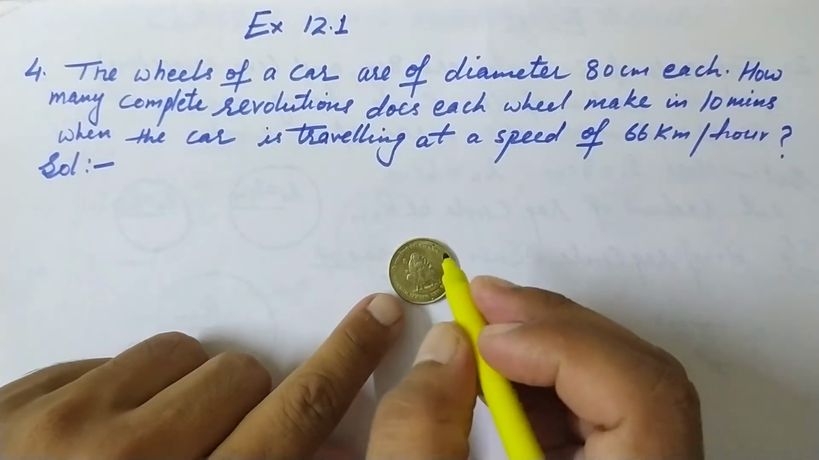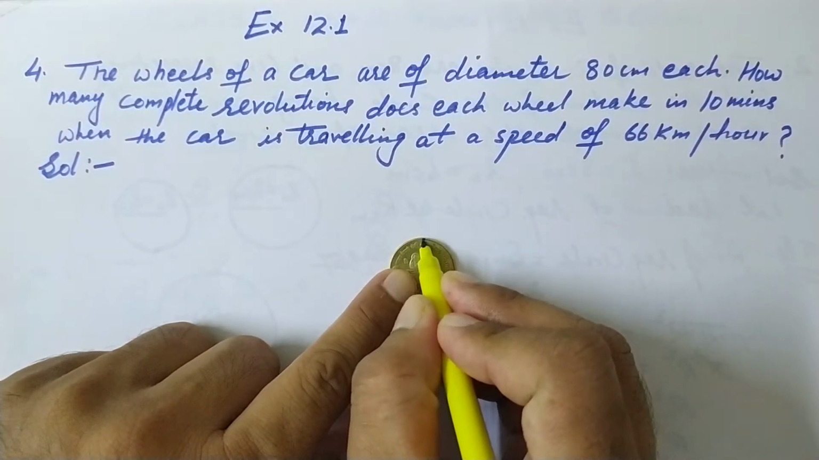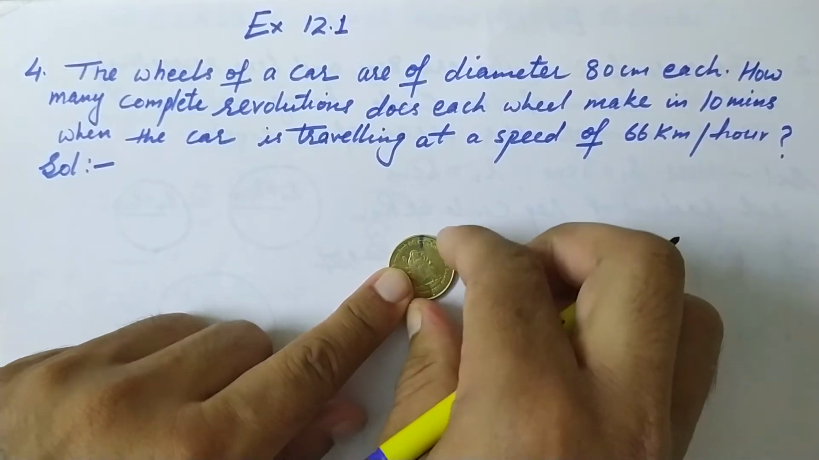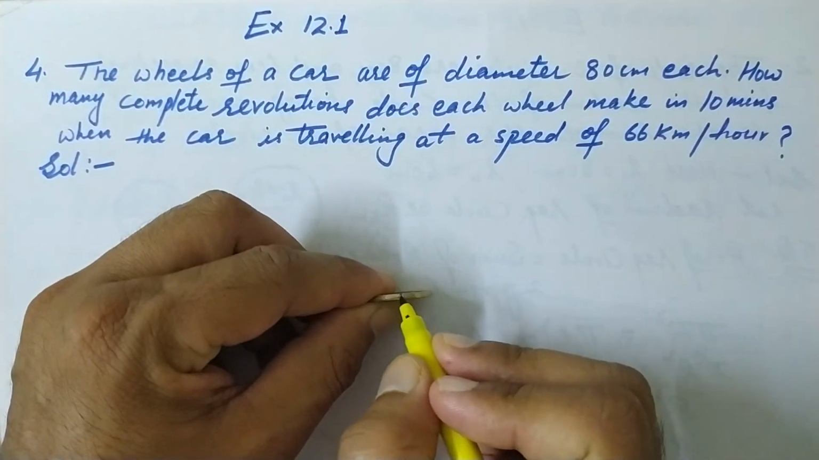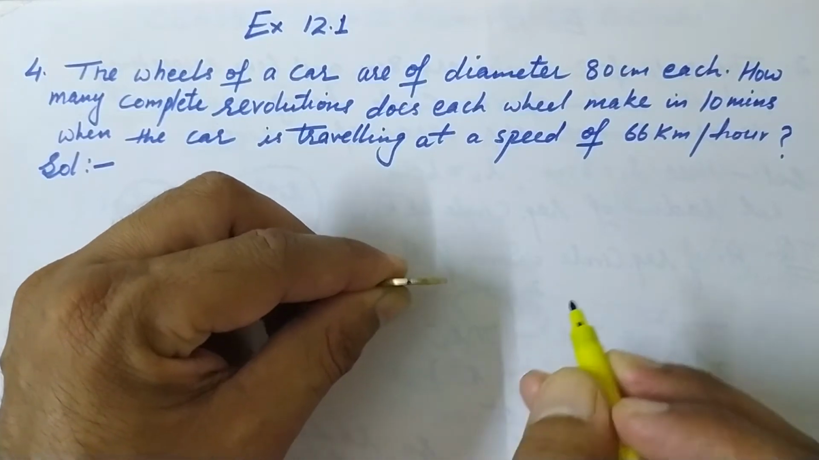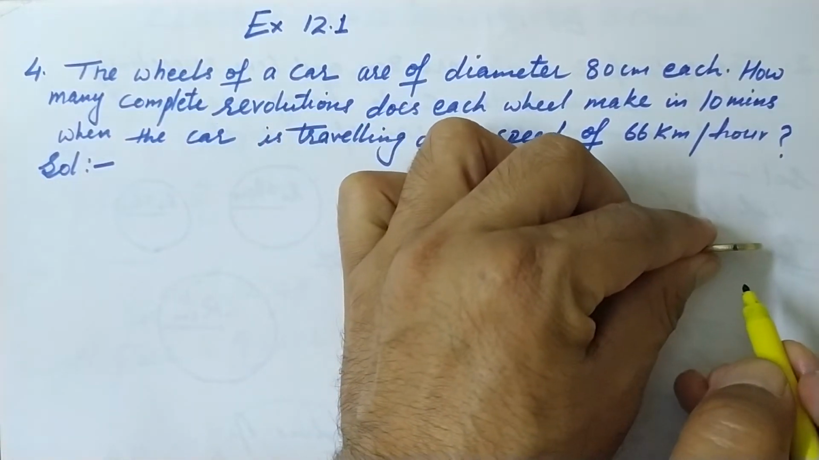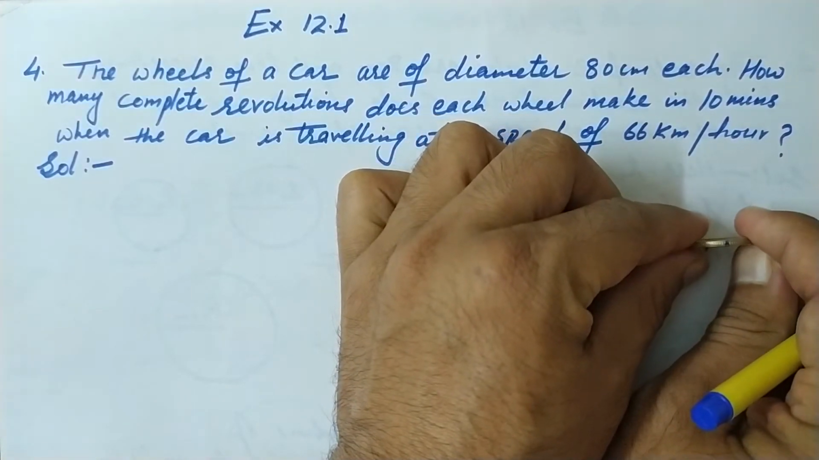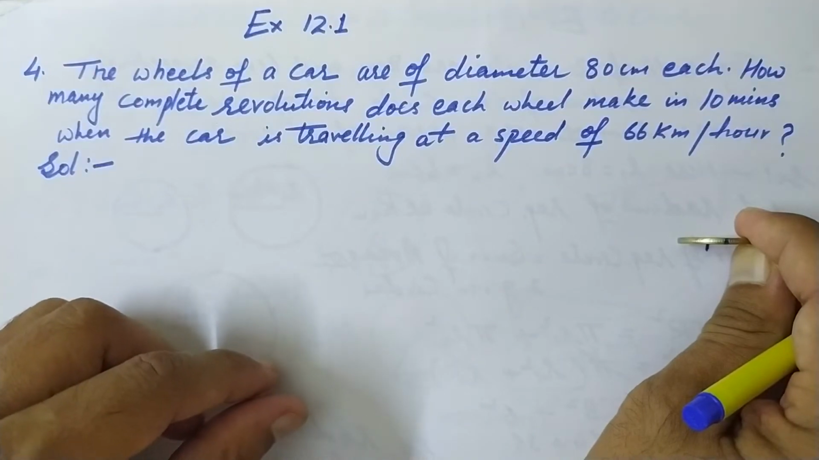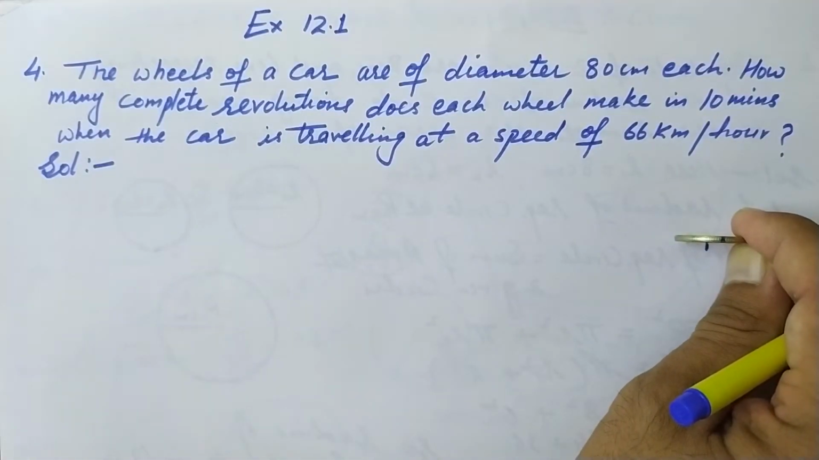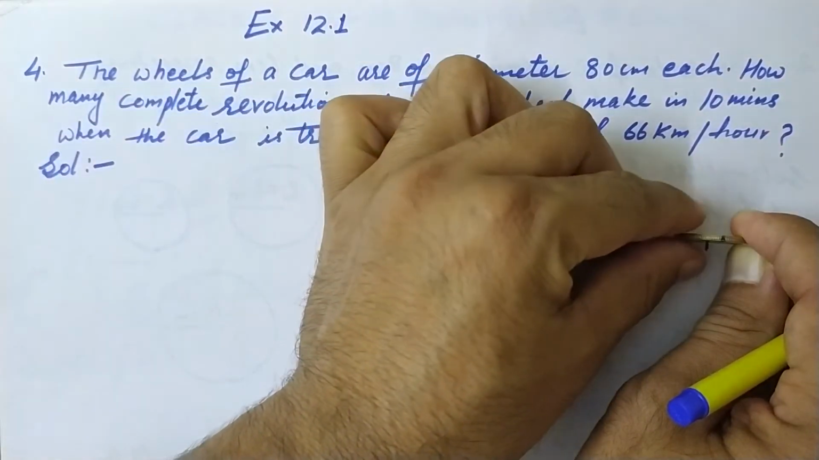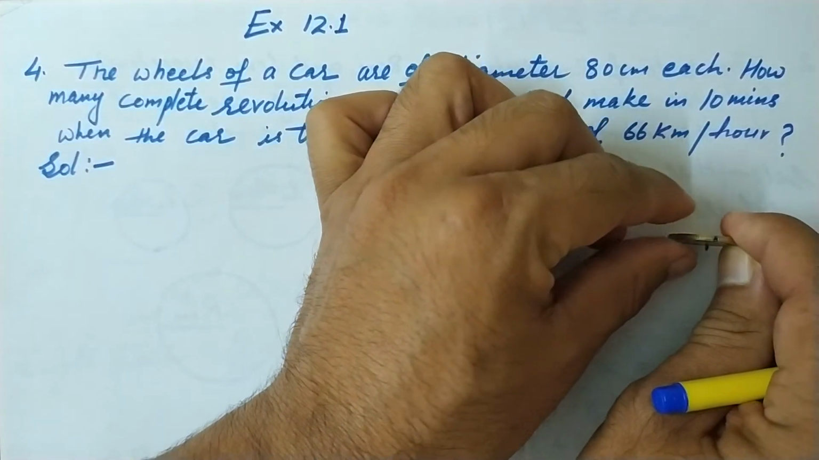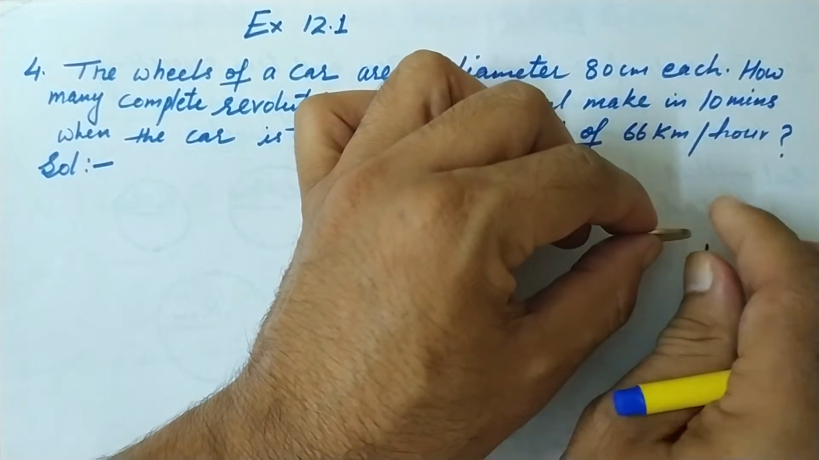Suppose this is a wheel, and I have marked it here. This is the mark. Suppose I take a turn from here. Now let's see when one revolution will be complete. When this mark comes back to the top, one revolution will be completed. So let's see. Suppose this wheel is moving.